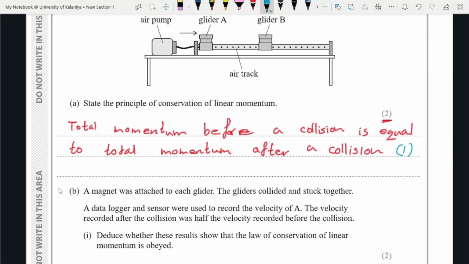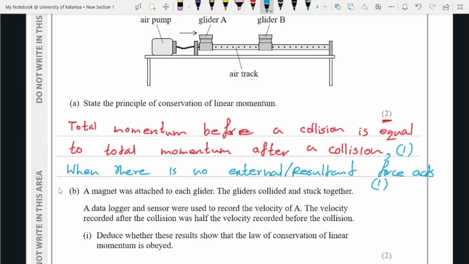You have to explain one more thing. What? When there is no external force, or you can write resultant over here. Either resultant or external, you will get the mark. No external force acts on the system, right? So if you have this one, you will get the other mark. Always keep this in your mind.